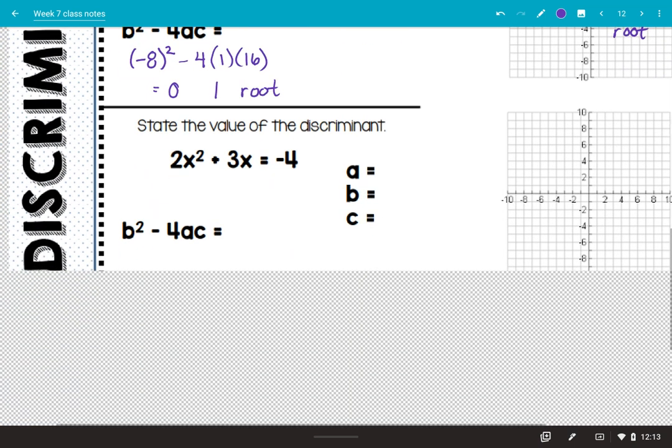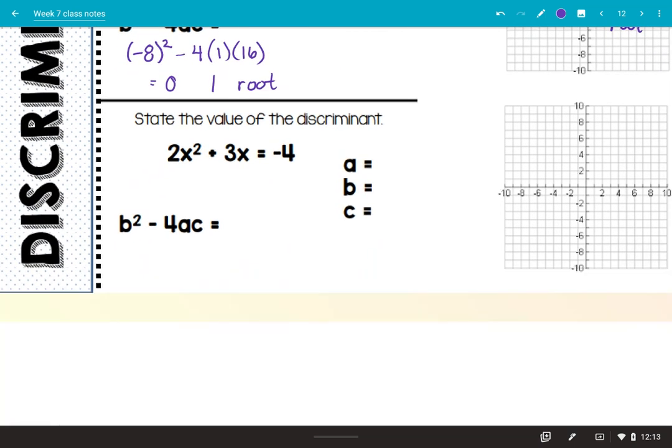Now for the last one, again, it's not in the same order. We always want it to be equal to 0. And please be careful on the assignment today with that. So 2x squared plus 3x plus 4 equals 0. A is 2, B is 3, C is 4. I like that, 2, 3, 4, all in order. So B squared minus 4 times your A times your C. And we're going to put that straight into the calculator.